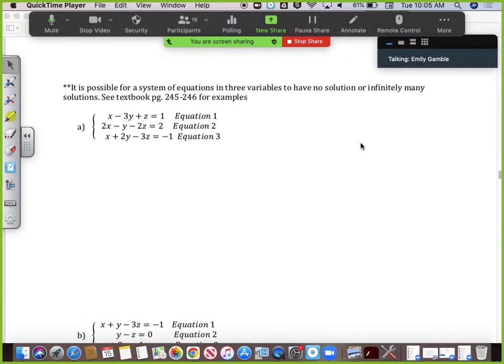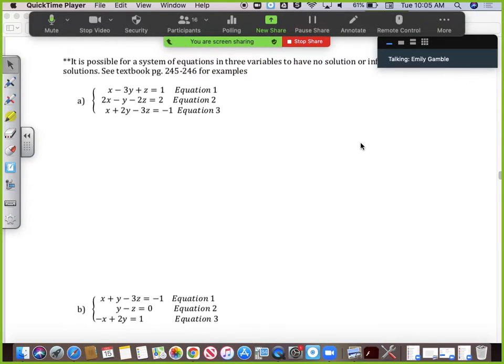So it's possible for a system of equations in three variables to have either no solution or infinite solutions. And in these examples, those different types of things are going to happen. Just by looking at the equations, they don't look the same at all. So I wouldn't be able to really tell from looking at them that something weird would happen.